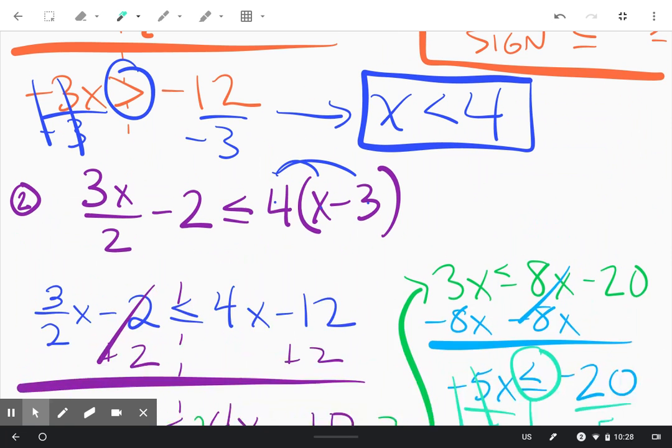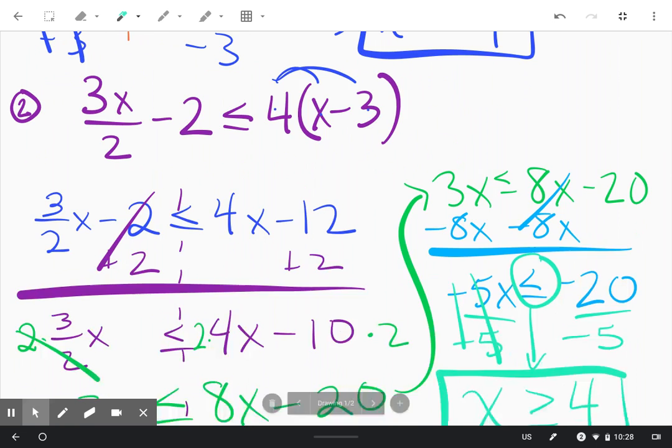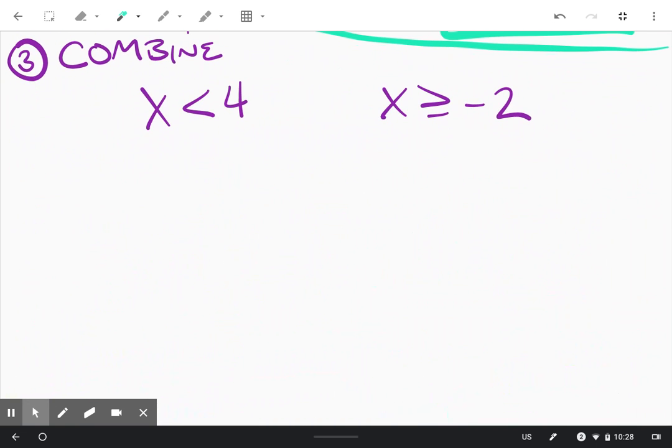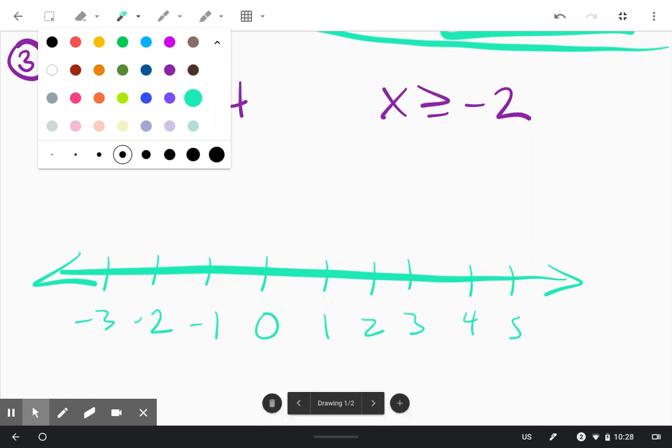All right, so those are just some inequalities that take extra steps, very much like the ones you're going to see in the lesson. Then they have us do combinations. So with the combinations, what I would say is go ahead and draw your number line. And let's go ahead and graph these two on the number line and see what we come up with.